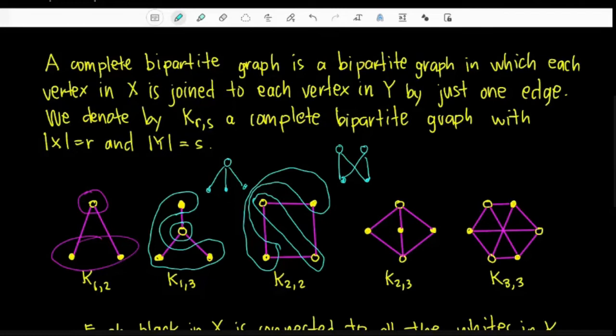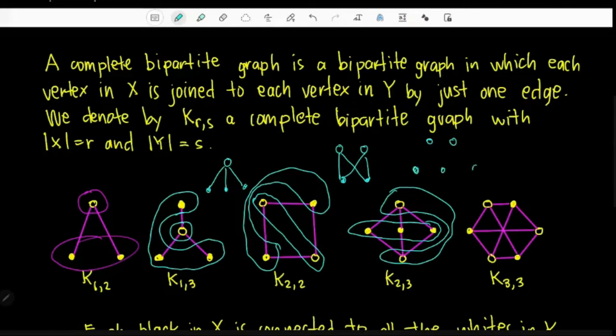This is K_{2,3}. We have the two blacks here and the three whites here. You can also draw that this way. So let's say you have two blacks and three whites. So every black is connected to every white, and every white is connected to both blacks.